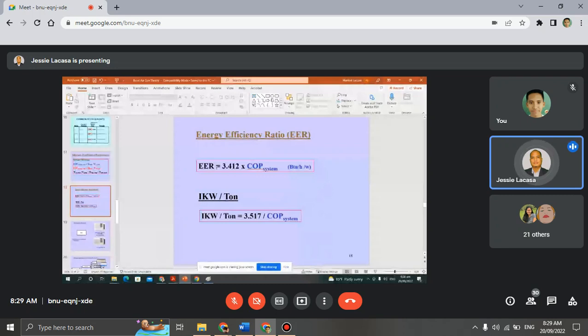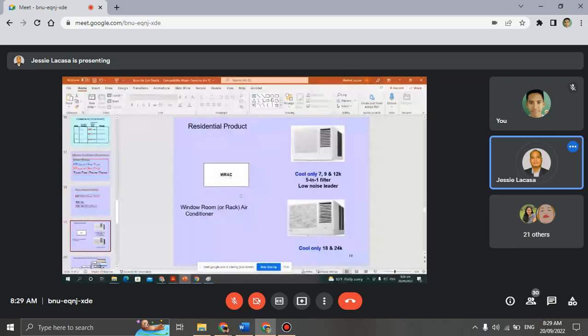Kaning efficiency, ang presentation is the kilowatt per ton. The equivalent niya is 3.517 divided by the COP of the system. Okay? So once ang kilowatt per ton magkagamay, that means the efficiency of the system is increasing. Okay, so for the residential product example, kaning mga window type, residential product. Naay split type, pwede ra pod.